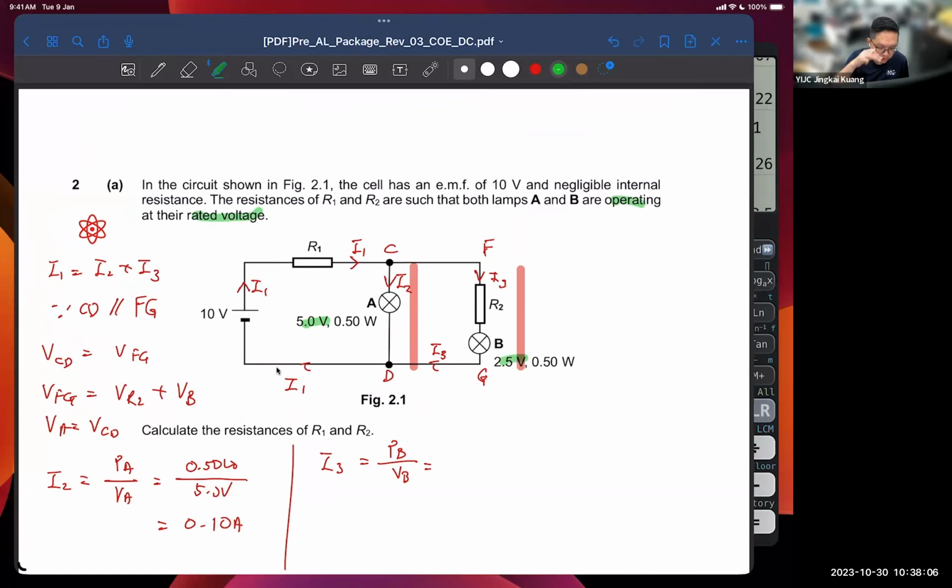The lamps, sorry, wait, I take a phone call. Staff room phone also got spam call.